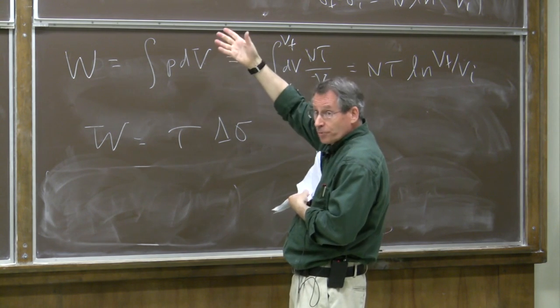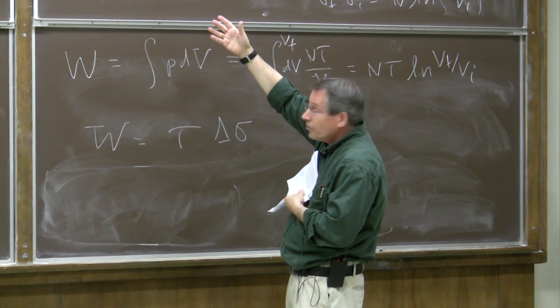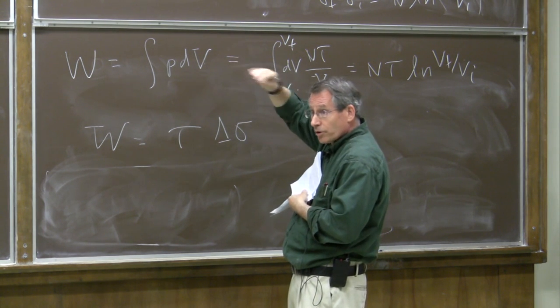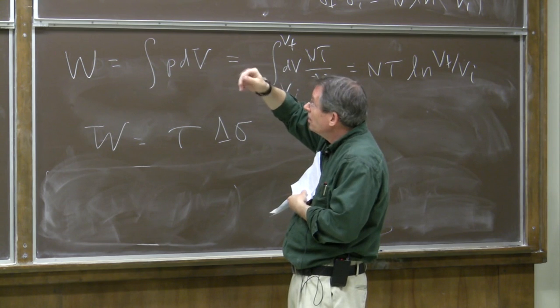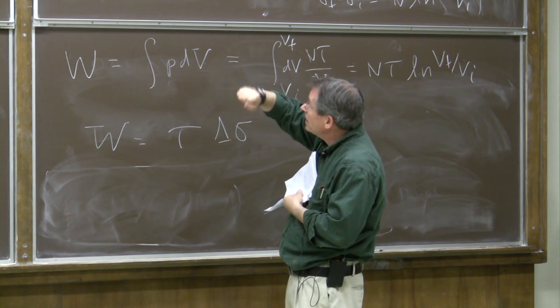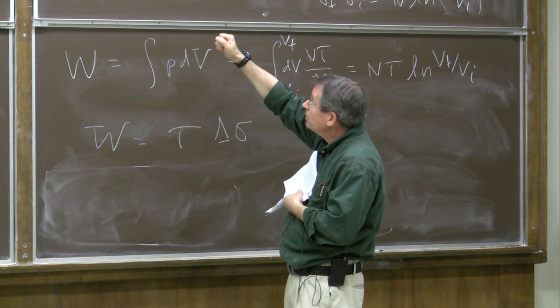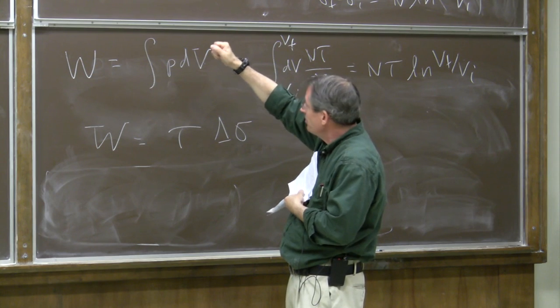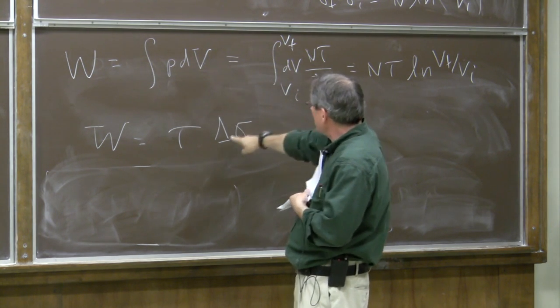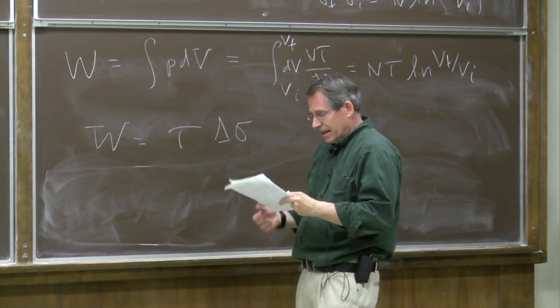It's coming from the reservoir, right? Because we're in thermal contact with the reservoir. The reservoir has a fixed temperature. And so heat has to flow in from the reservoir to the system. And this change in the entropy is just keeping track of the heat flow.